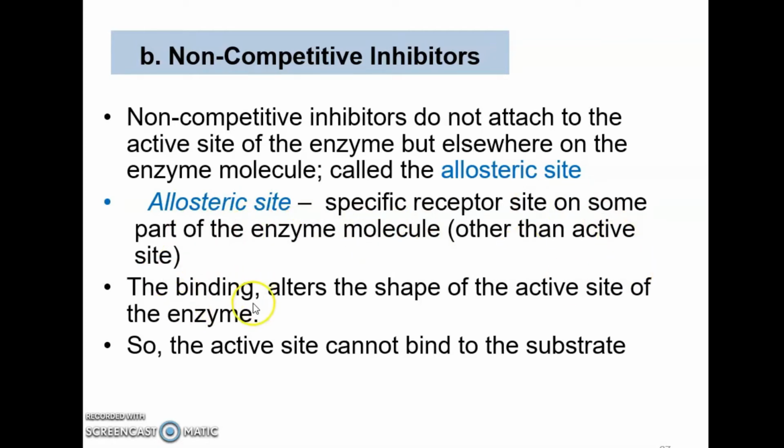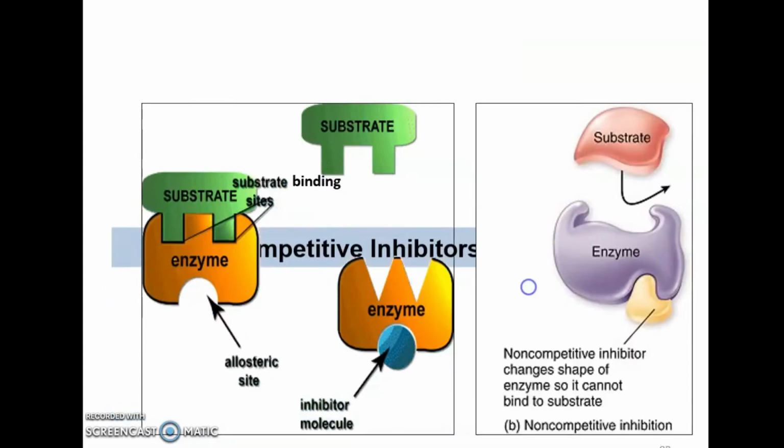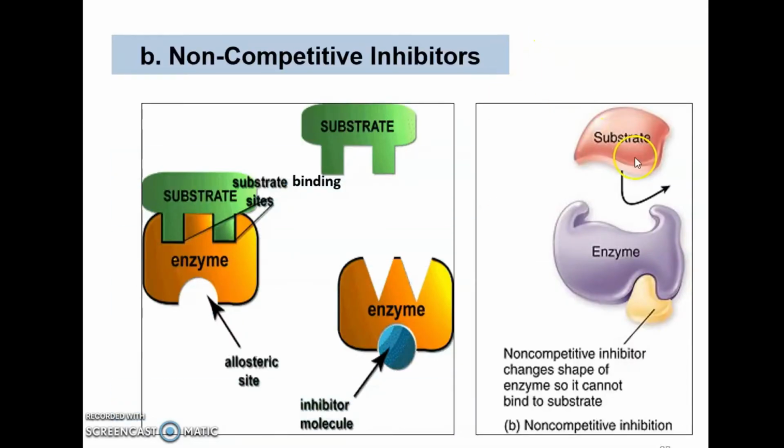So the binding alters the shape of the active site of the enzyme. So the active site cannot bind to the substrate. Nampak ke tidak? For this non-competitive inhibitor, yes, it does not bind to the active site. It binds to the allosteric site. But the binding of this non-competitive inhibitor will alter the shape of the active site. So the shape of the active site will not be compatible with the shape of the substrate. So still the substrate cannot bind to the enzyme, so no reaction occurs and no product will form. So what happened to the rate of reaction? The rate of reaction is reduced.